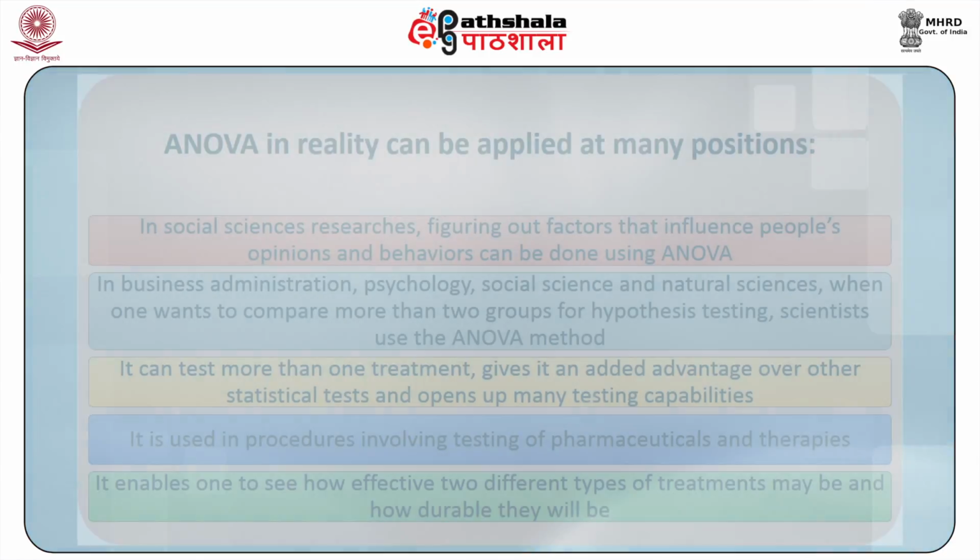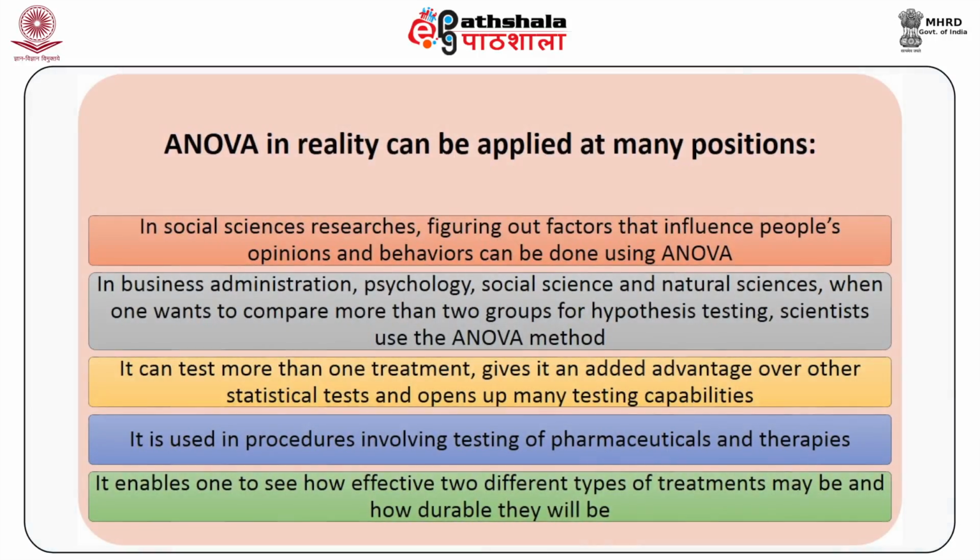Applications of ANOVA. ANOVA in reality can be applied at many positions. In social science research, figuring out factors that influence people's opinions and behaviors can be done using ANOVA. In business administration, psychology, social science and natural sciences, when one wants to compare more than two groups for hypothesis testing, scientists use the ANOVA method. It can test more than one treatment, which gives it an added advantage over other statistical tests, and opens up many testing capabilities.